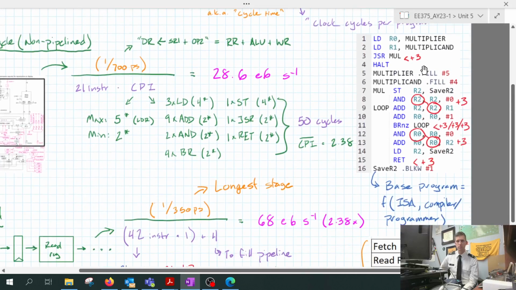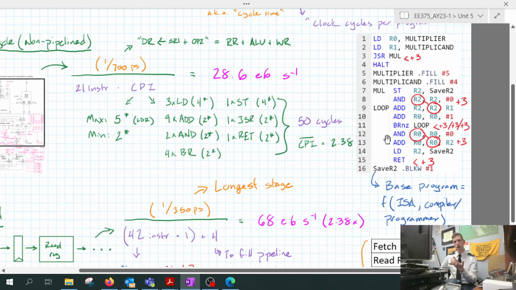The base program, the one that we're running here, that we're using to compare the performance of our 2 processors, is a function of a couple of things. Firstly, what's the instruction set architecture available to us? In other words, what are the instructions that we can use to program in? And secondly, how good is our compiler, or how good are we as programmers to utilize those instructions? So for example, if the LC3 had a multiply instruction, then I wouldn't need to execute all this code. Line 3 wouldn't be a service routine jump. It would be a single instruction to perform the multiplication, which is going to significantly reduce the number of instructions I have to execute on my LC3.